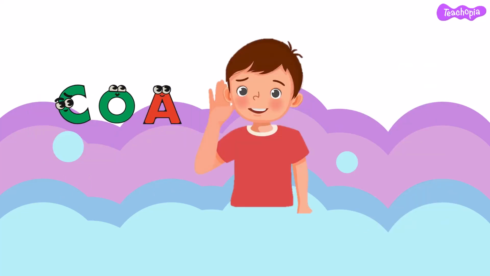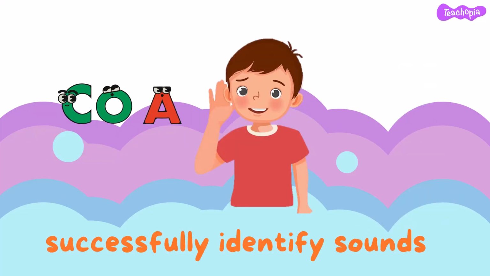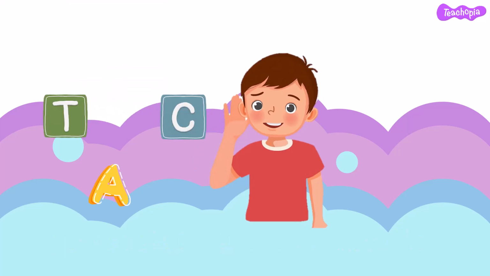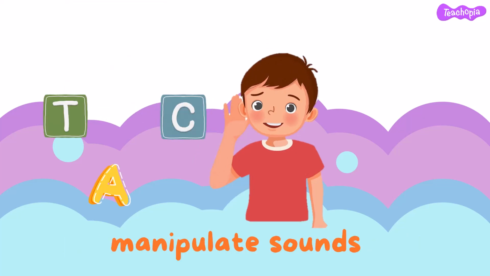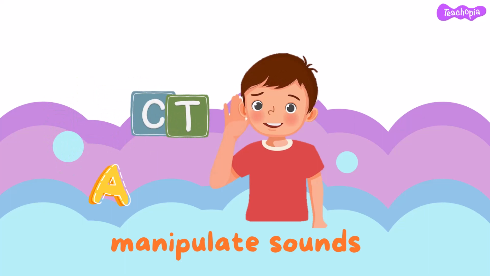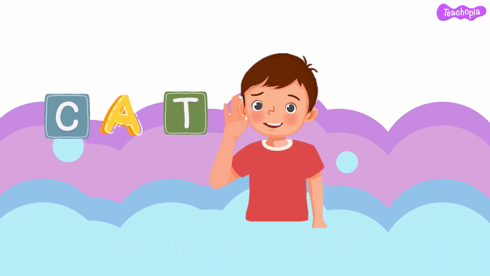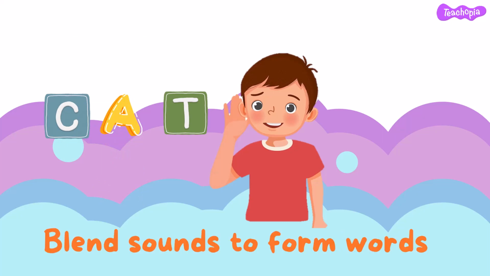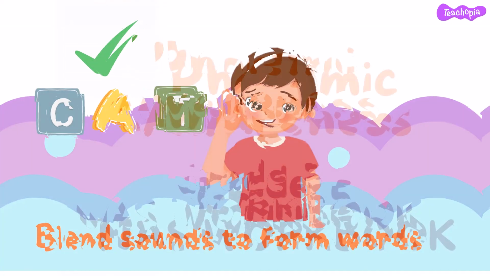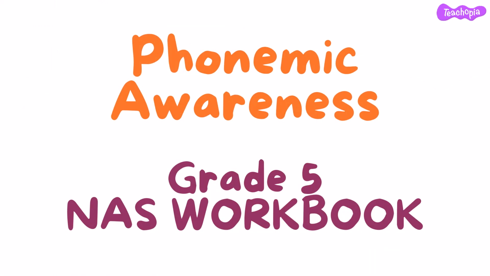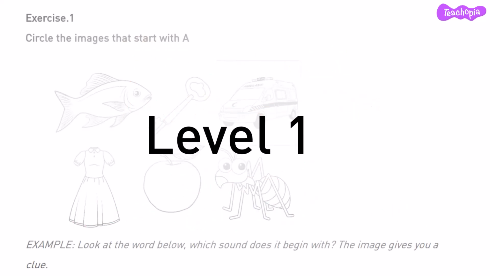When a learner can successfully identify sounds and manipulate sounds like those in the word cat, they can begin to blend these sounds together to form words. Let's see how we can do this through the phonemic awareness learning exercises given in the Grade 5 NAS workbook. Let's begin with phonemic awareness in Learning Level 1.